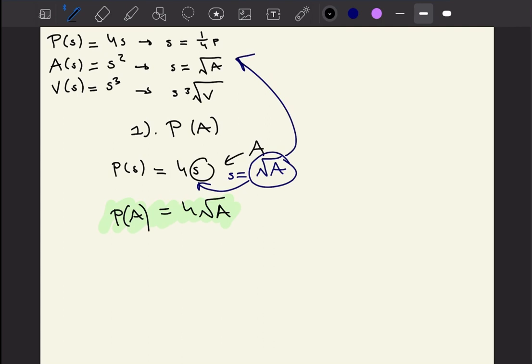Let's look at our second question. Our second question was about expressing the volume in terms of the perimeter, right?